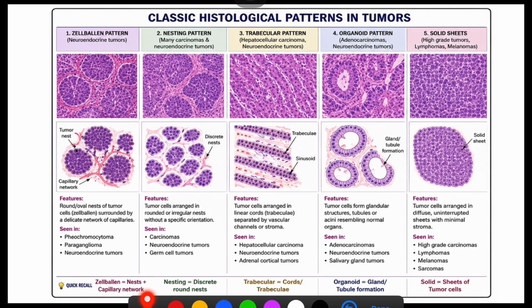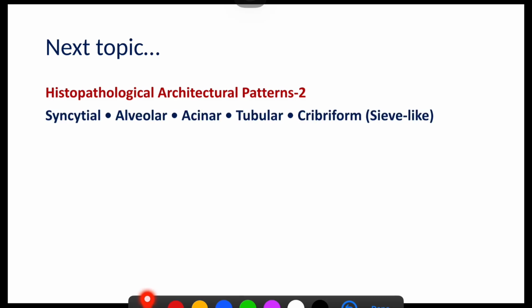So this is about all these five patterns of epithelial tumors, and you will identify these patterns easily now. Whenever you see this type of pattern you go for further IHC to differentiate the type of tumor. In the next topic we will discuss another five patterns like syncytial, alveolar, acinar, tubular and cribriform pattern.